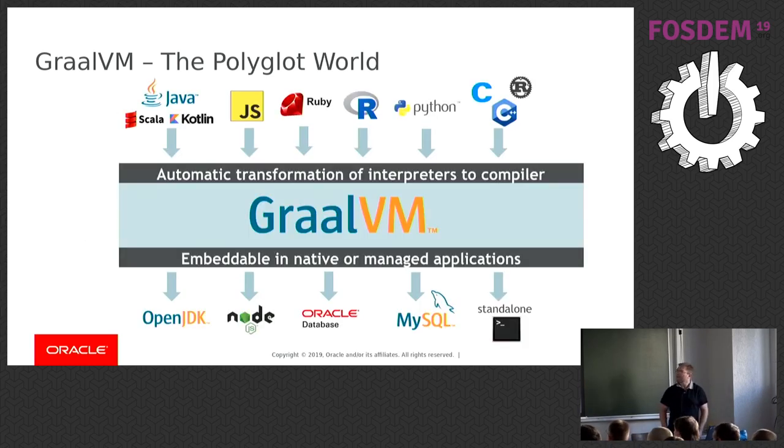So here in the picture is what I was talking about. You have the just-in-time compiler that compiles the languages that compile to bytecode, like Java, Scala, Kotlin. Then you have interpreters for a bunch of other languages, and all that is processed by the GraalVM JIT compiler, and it's possible to embed all of that into OpenJDK, for instance, where you can replace C2 with the GraalVM JIT compiler. We also provide a Node implementation where V8 is replaced by GraalVM, which allows you to run all the other languages in Node as well. We are adding GraalVM into Oracle Database. It's possible to add it into MySQL, or it can be run as a standalone application.